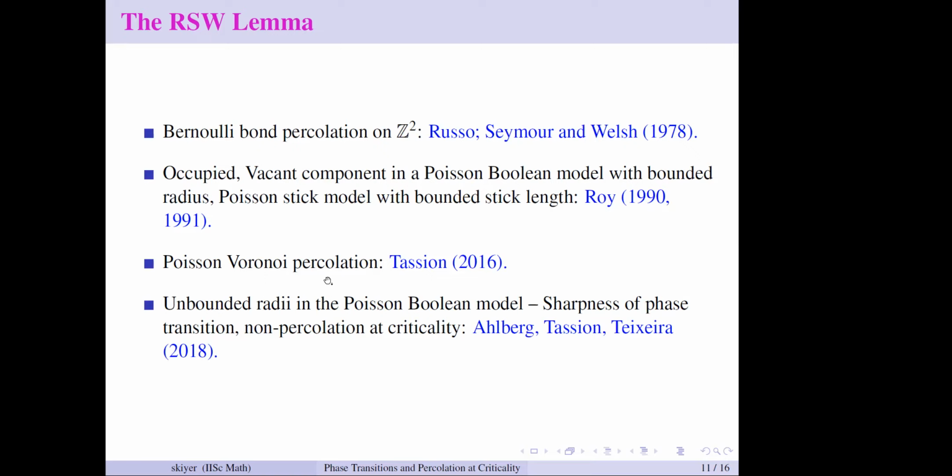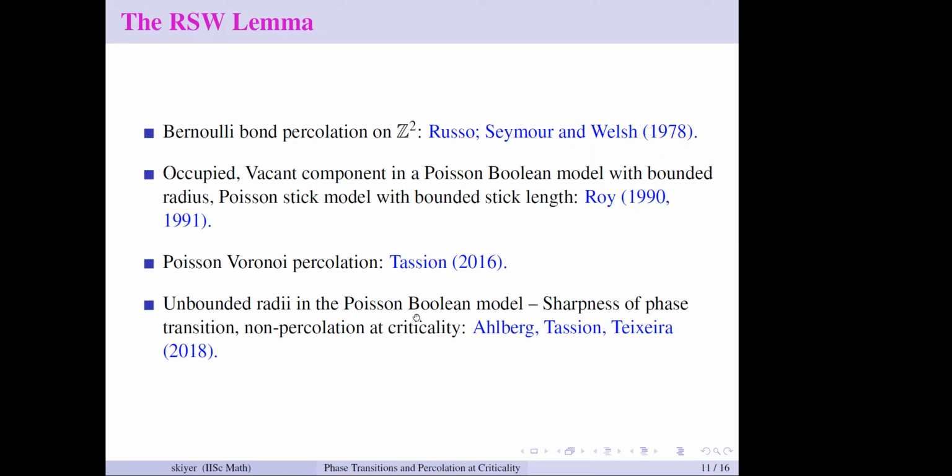So for the Poisson-Voronoi percolation, this is one where you have a tessellation of the plane into cells such that each cell is associated with one point of the point process, and all points in the cell have that point of the Poisson point process as the closest point. And this is quite an astonishing proof.